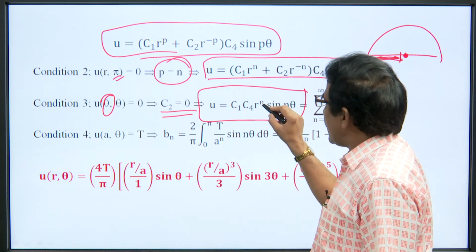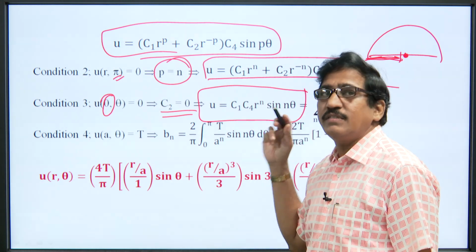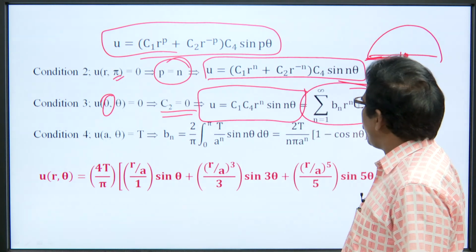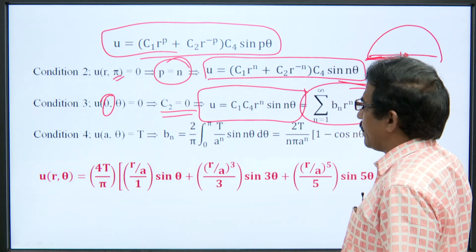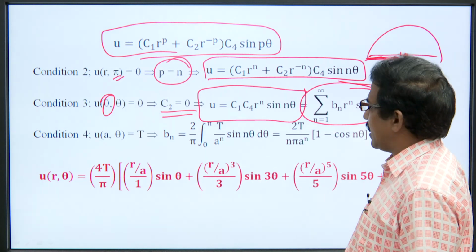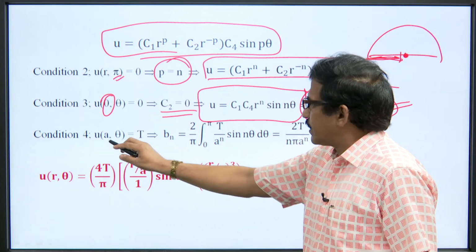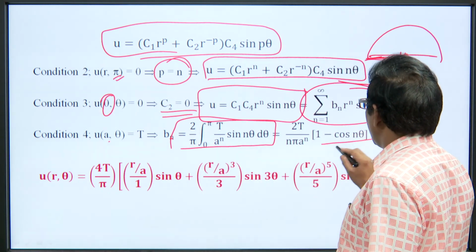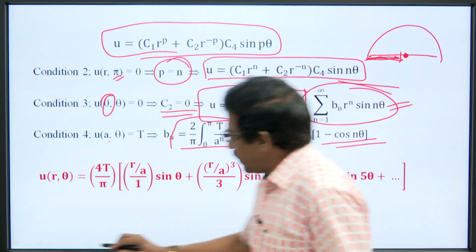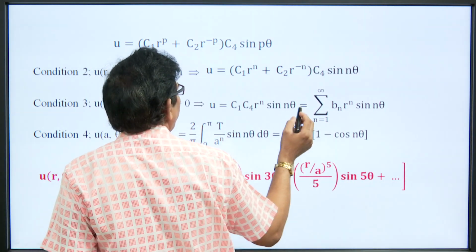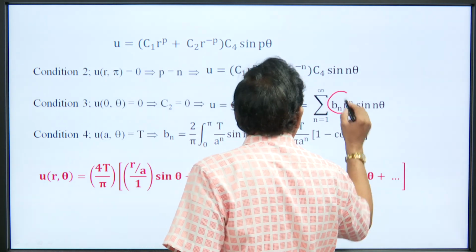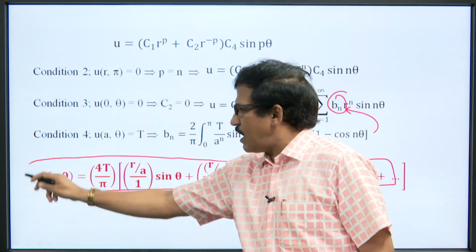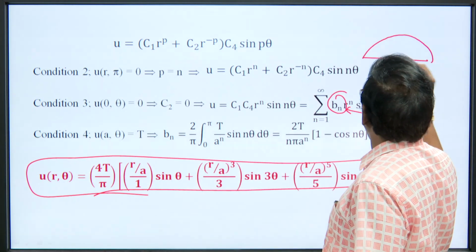Here n is there, and what is n? n is any number 1, 2, 3, 4, 5, 6, 7, 8 up to infinity. So, take a combination of all solutions, and this becomes again a case of Fourier series comparison. Apply the fourth condition, and we get the value of Bn equal to this. The value of Bn must be substituted in the assumed solution, and we get this as the solution for the semicircular plate.